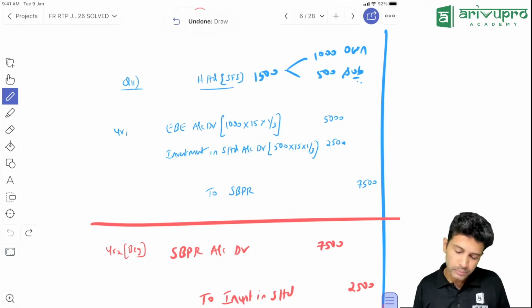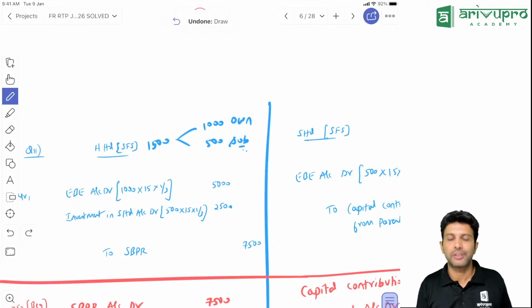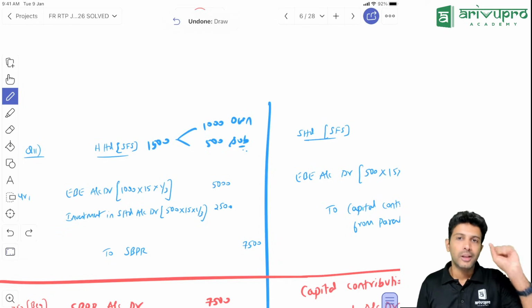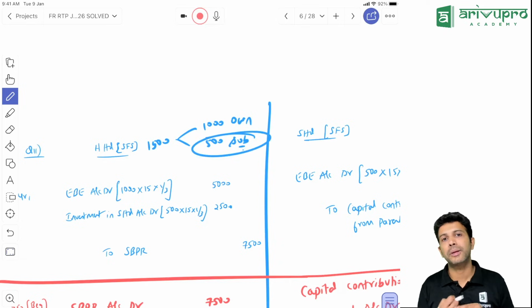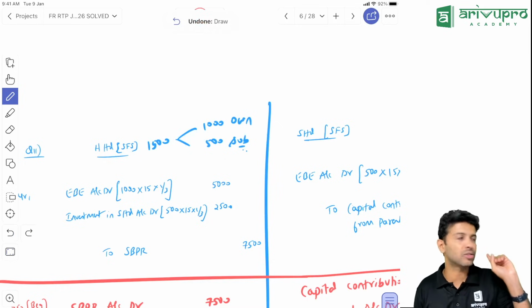Okay. Now what about the subsidiary? The subsidiary will not bother about these 1000 shares, because the parent gave these 1000 shares to its own employees. So the subsidiary has no role in this. 500 shares are given by the parent to the subsidiary's employees. So the relevant number of shares for the subsidiary is only 500.